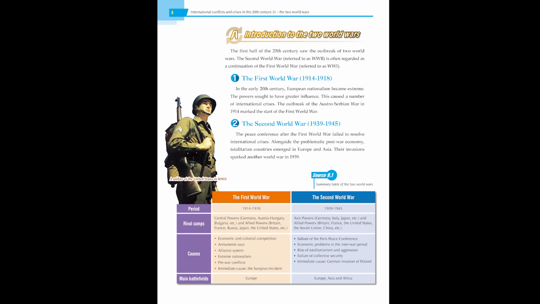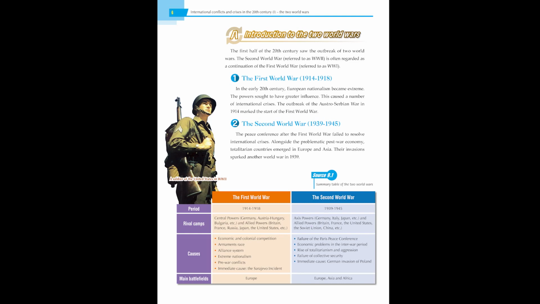Look at the source 9.1, a summary table of the two world wars. The First World War. The rival camps were Central Powers, such as Germany, Austria-Hungary, Bulgaria, and Allied Powers, Britain, France, Russia, Japan, the United States. The causes were economic and colonial competition, armaments race, alliance system, extreme nationalism, pre-war conflicts. Immediate cause, the Sarajevo incident. The main battlefield was Europe.